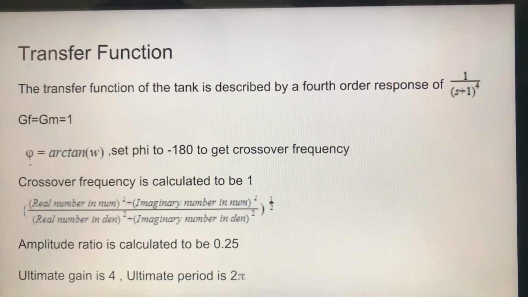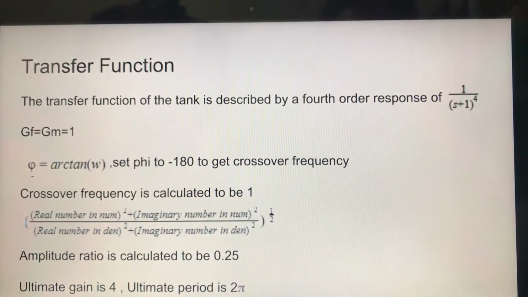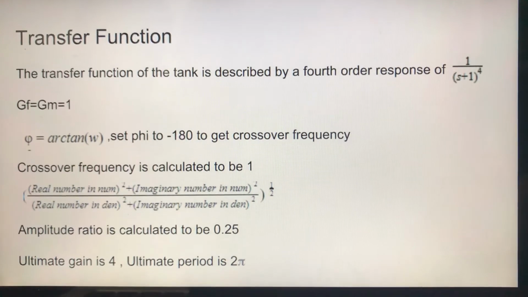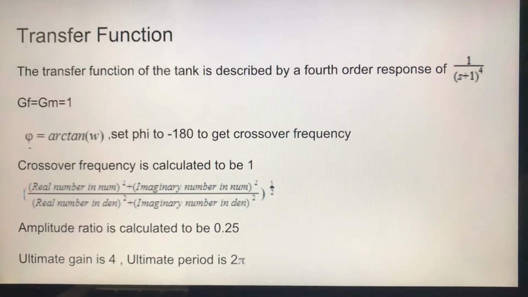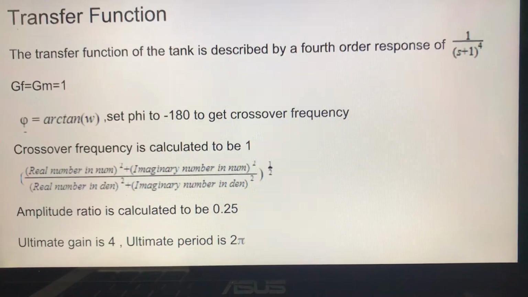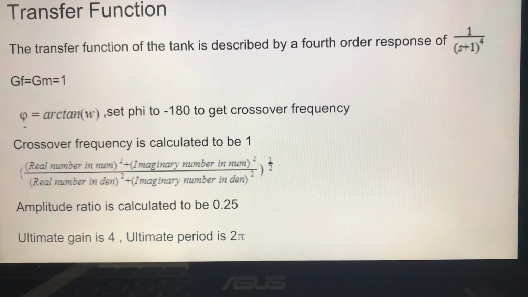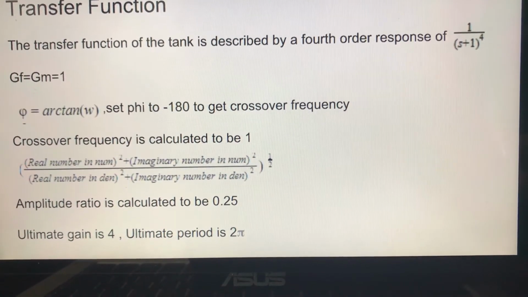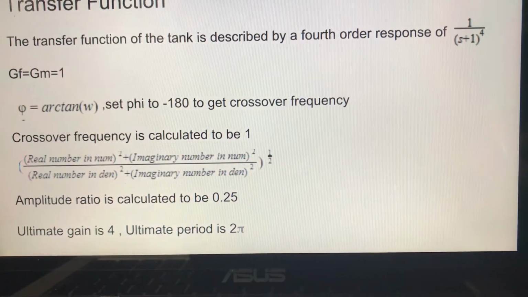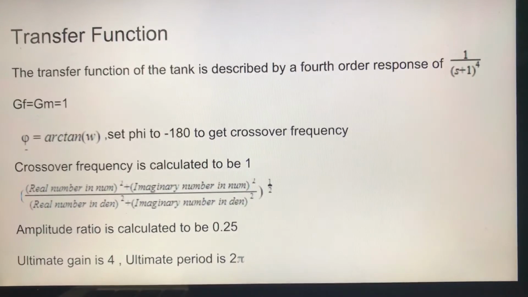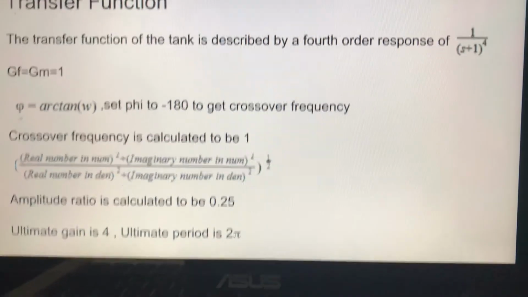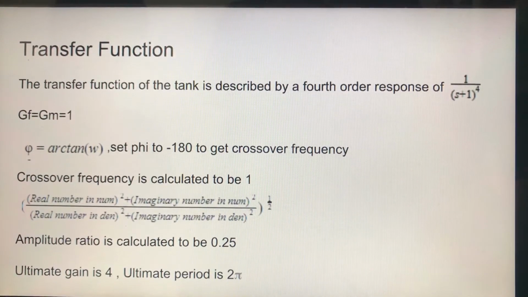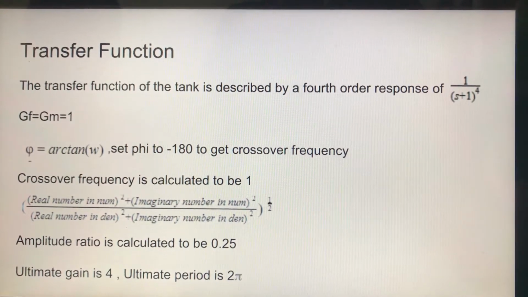So here is the transfer function of the tank. So we set GF and GM to 1. So in order to get the crossover frequency, we use this formula. Phi equals arctan of frequency. So we set the phi to negative 180 and we calculated the crossover frequency to be 1. Then using the equation below, we use this to solve the amplitude ratio, which was calculated to be 0.25. And then the ultimate gain of the system is 4 and the ultimate period is 2 pi.